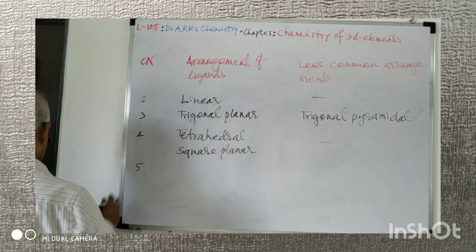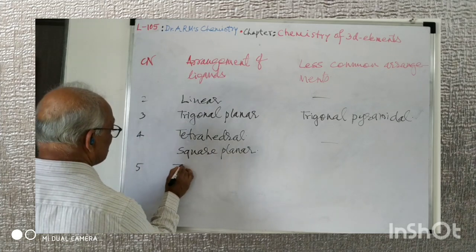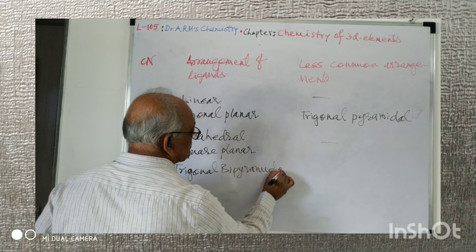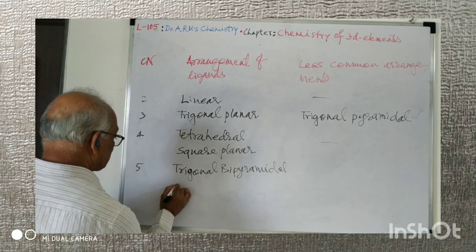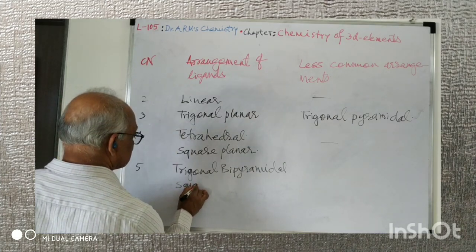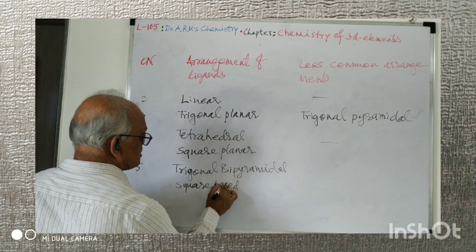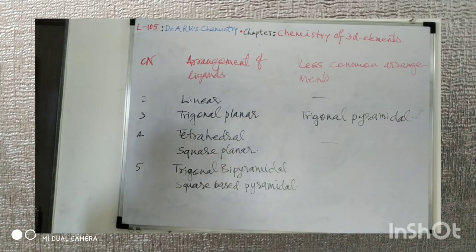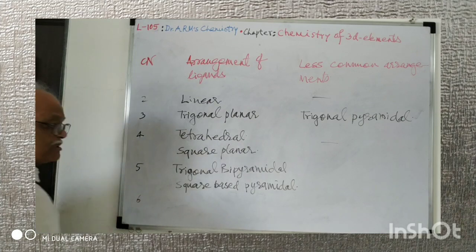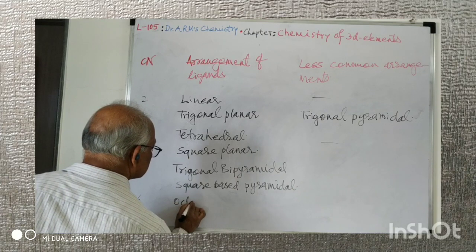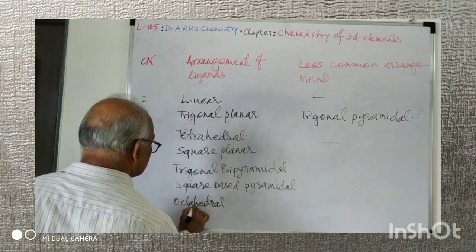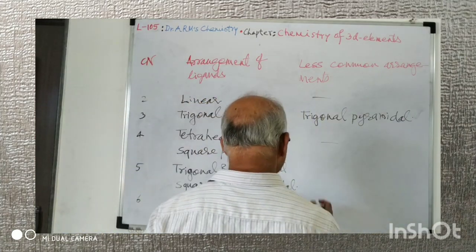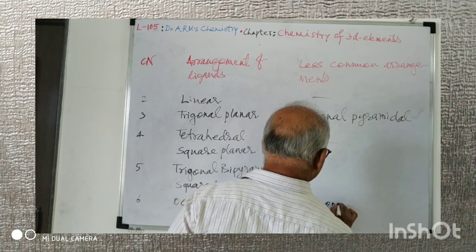Then when coordination number is 5, the arrangement is trigonal bipyramidal, and another is square based pyramidal. Then when coordination number is 6, the arrangement is called octahedral, and the less common arrangement is trigonal prismatic.